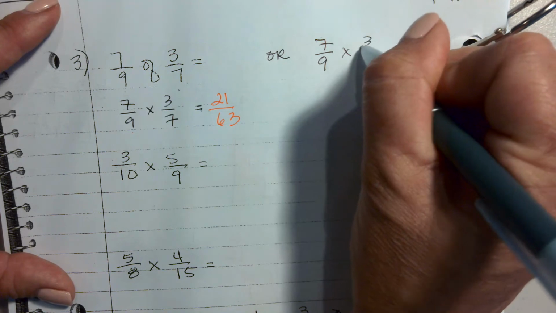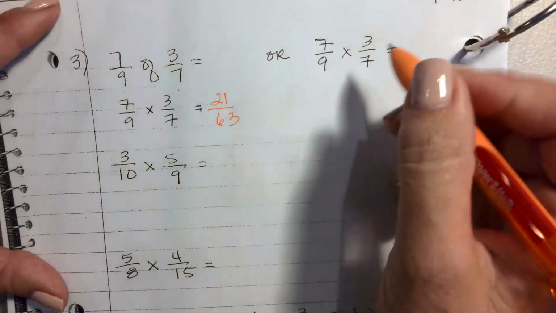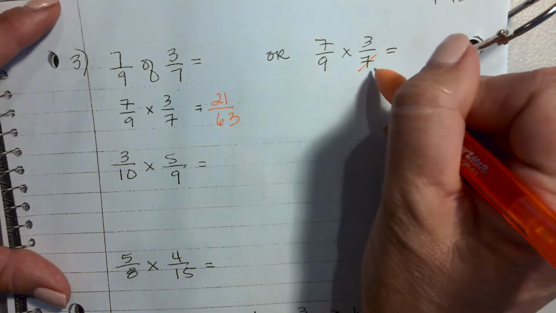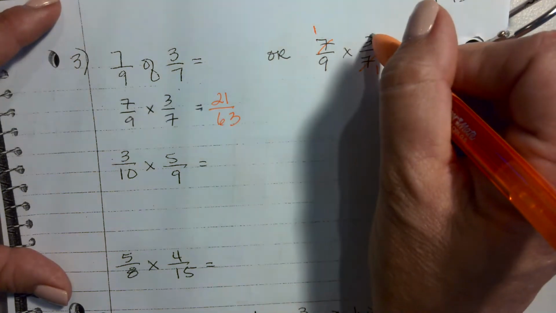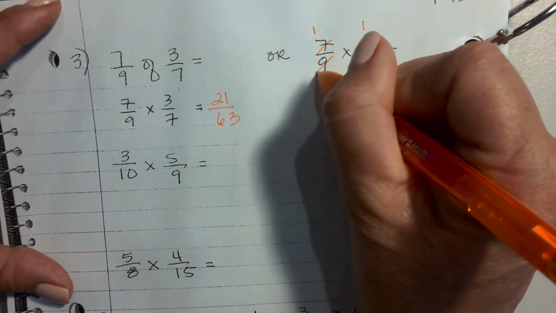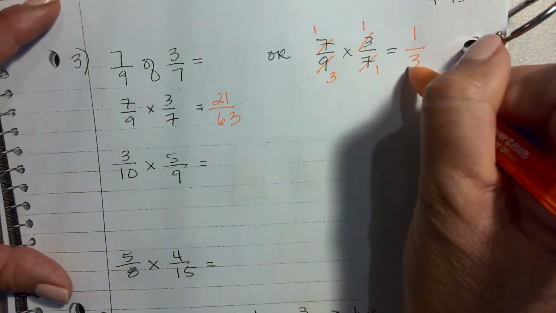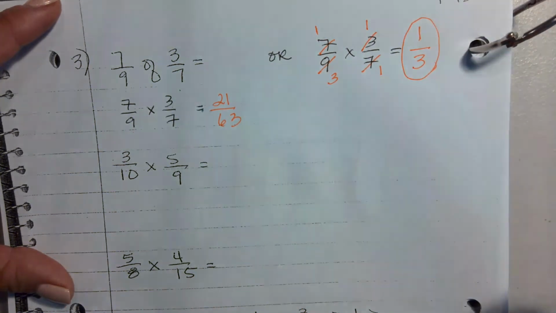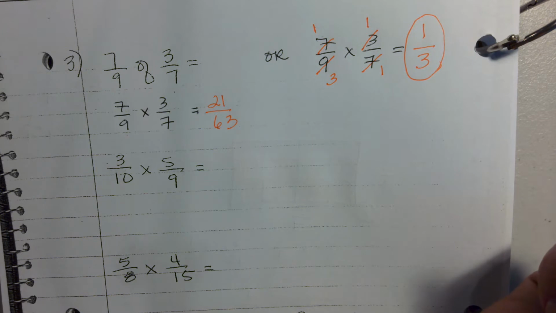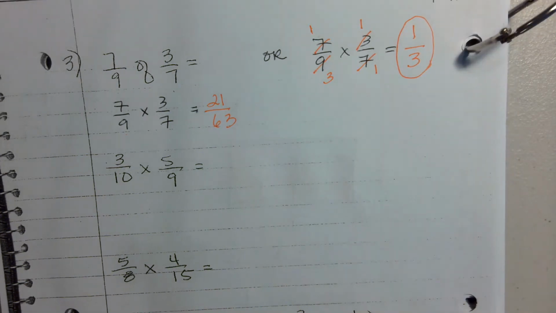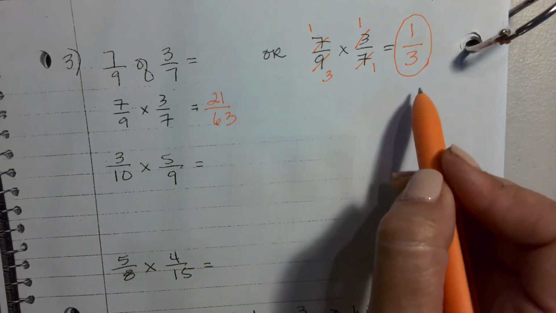7/9 times 3/7, and I would start cross canceling. So 7 goes into 7 once, 7 goes into 7 once. So now we've taken that out. Now 3 goes into 3 once, 3 goes into 9 3 times. So, oh my gosh, we have just reduced that down to 1/3. That is so much easier to deal with, right? It just makes so much more sense to use cross canceling to simplify our answer.